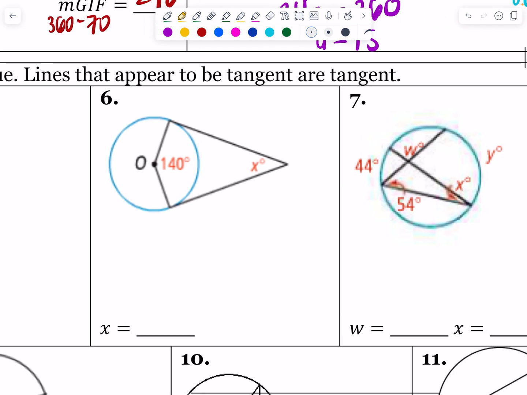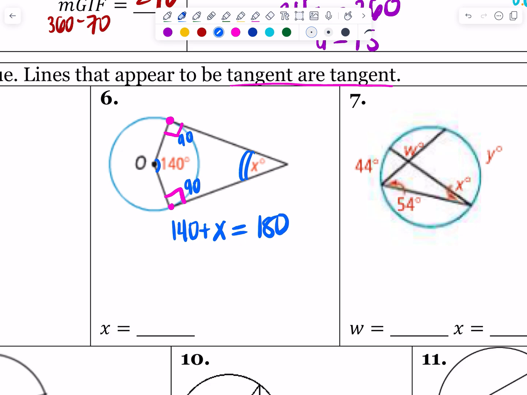Now, number 6, we do appear to have some tangent lines. Where are those tangent lines? There appears to be one here, and there appears to be one here. It says that lines that appear to be tangent are tangent, so we get to add those right angles there. Okay. So what does this mean? Well, we've got a quadrilateral on this circle. We know that those add up to 360, so I could do 360 minus 90 minus 90. And what am I going to have left? 180. Well, 140 and X are going to have to add up to 180. So we know that 140 plus X, those are not congruent, you can tell, because one is acute and one is obtuse. But those have a sum of 180, which means that I'm going to have 40 degrees left for X, because those are going to be supplementary to each other.